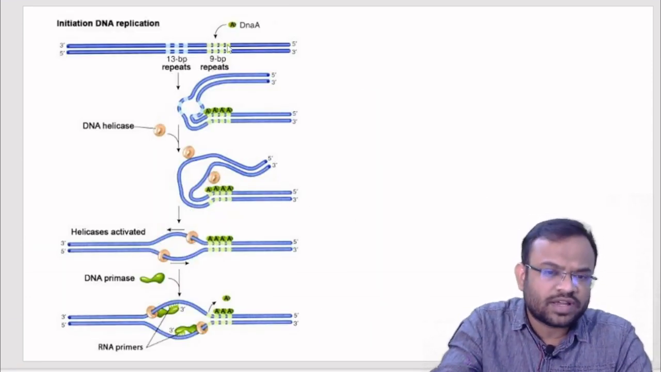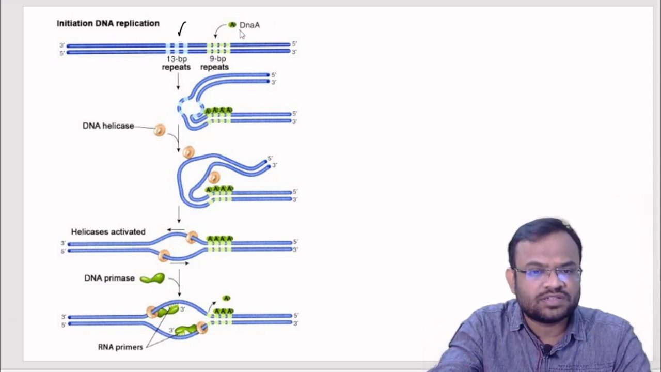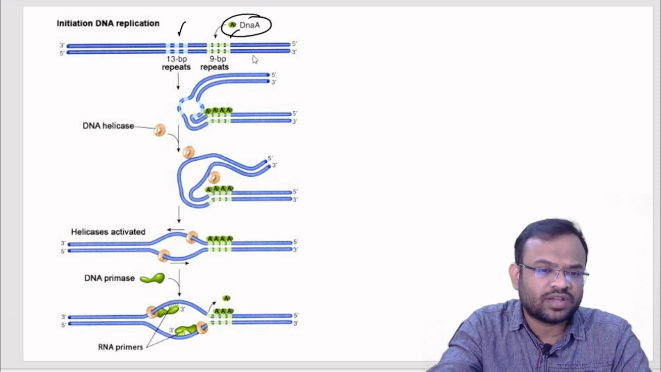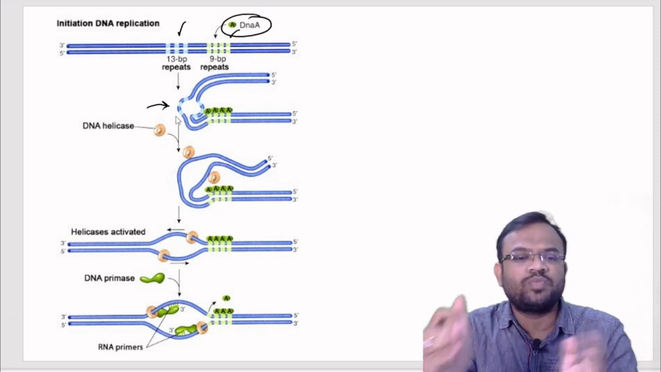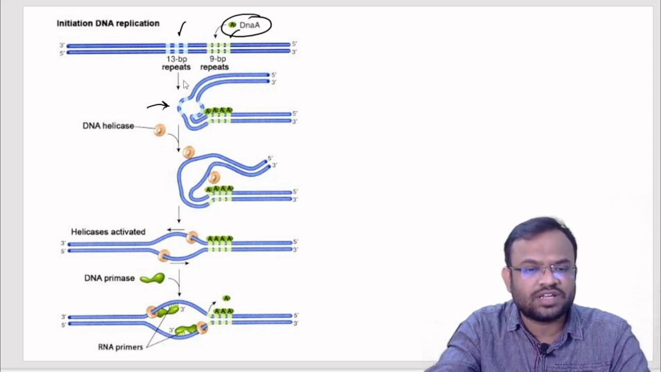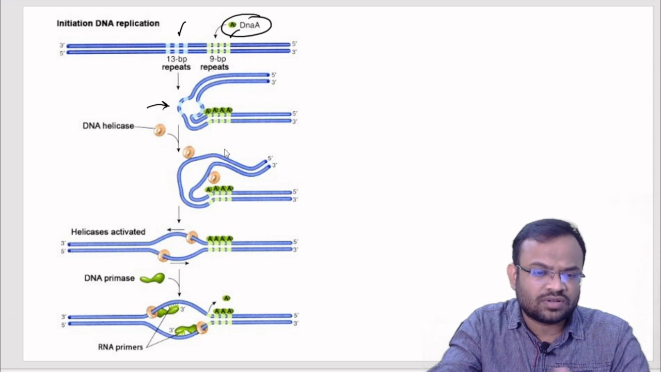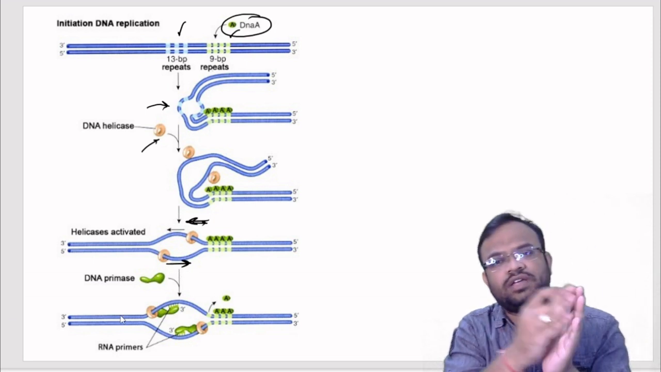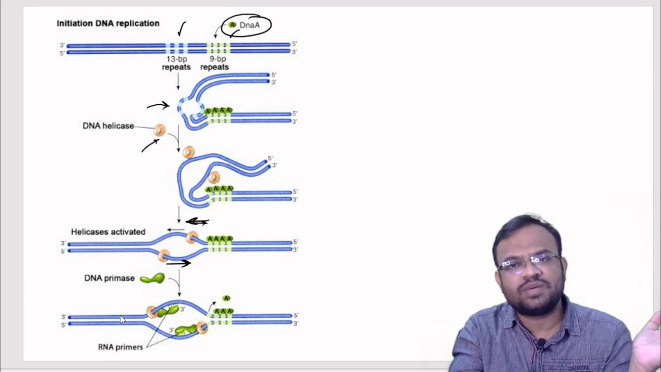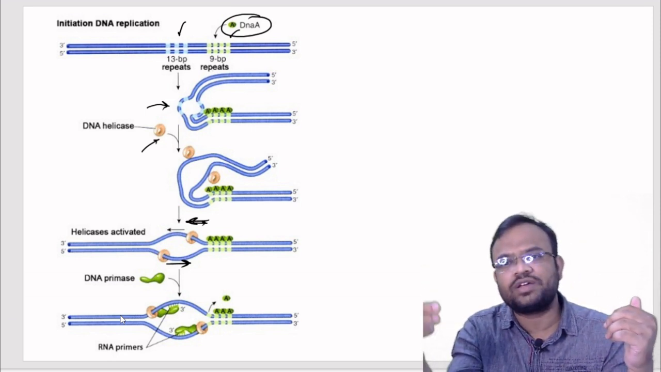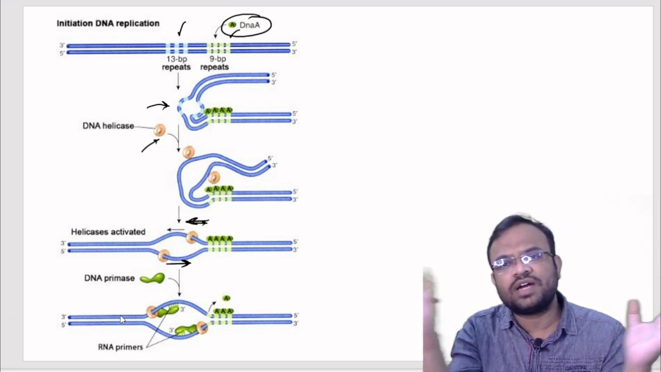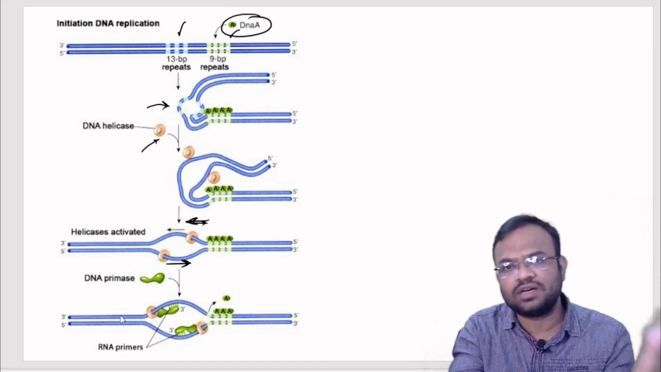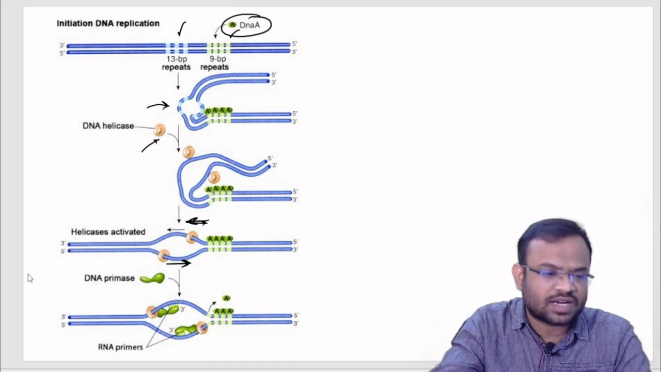Now in this particular diagram you can see the 13 base pair repeat and the 9 base pair repeat. DnaA is coming over here and this is causing the breakage or the opening of the double stranded DNA in the 13 base pair region. Then gradually the helicase gets activated and starts moving in different directions like this. This causes the opening of the DNA strand, and soon the DnaG, that means the primase, comes over here, primase synthesizes the primers, and following that the DNA polymerase comes and starts synthesizing the new DNA strand. So this is basically the set of events that take place.